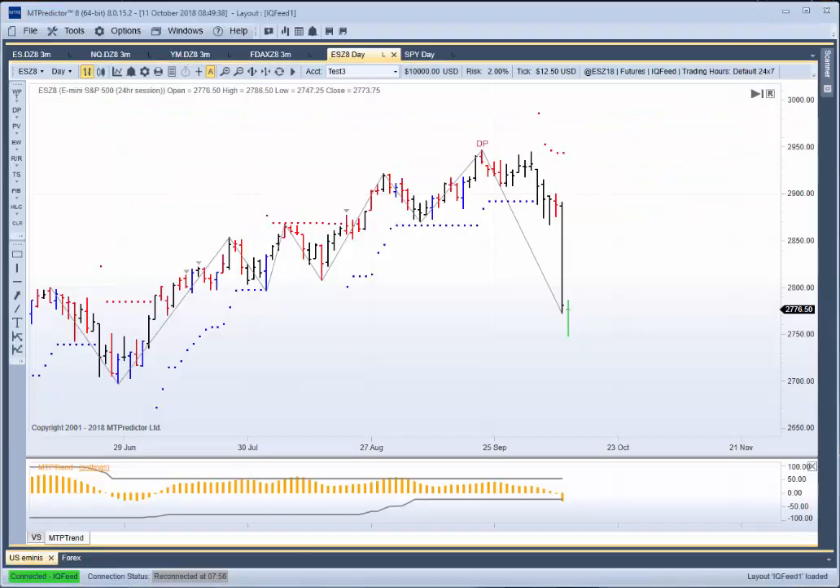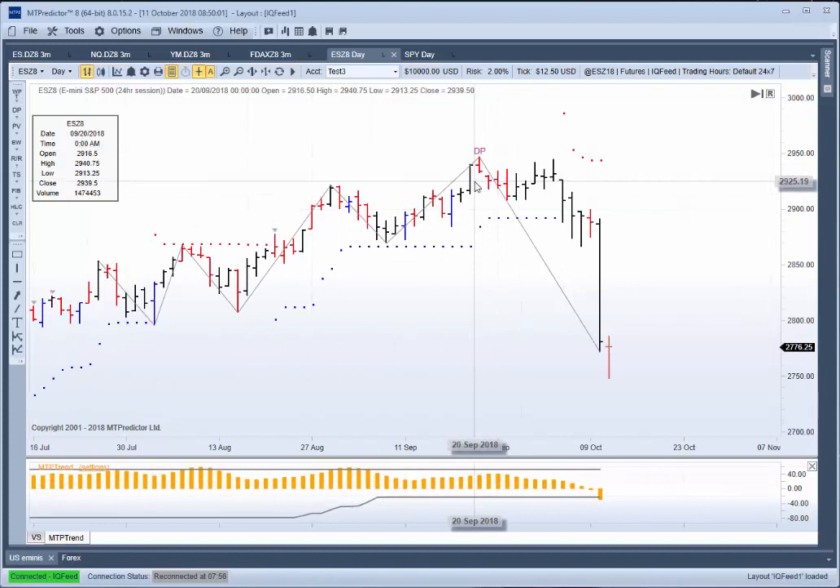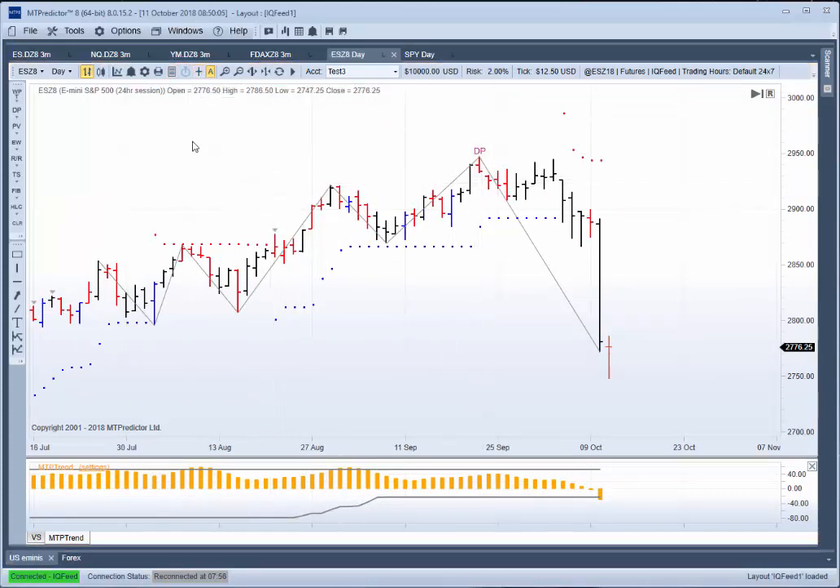Right, let's have a look at a longer term chart of the ES, and on this chart I'm looking at a day time frame, and you can see here is yesterday's sharp decline. So what was MTPredictor saying before this? Well, as you can see, we had a DP sell on the 21st of September. So that would have had you short before that.